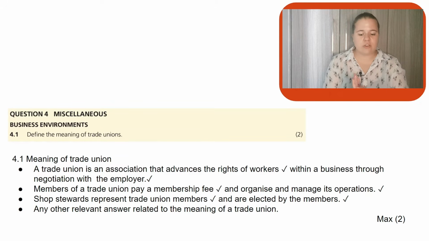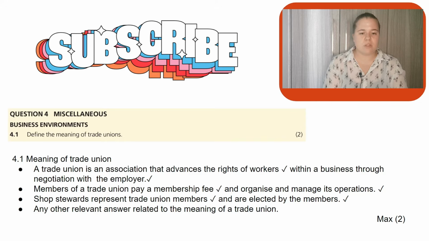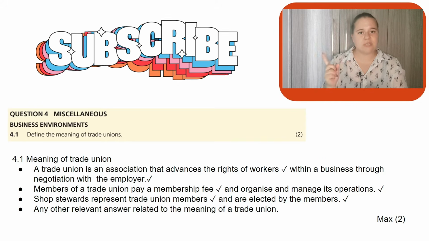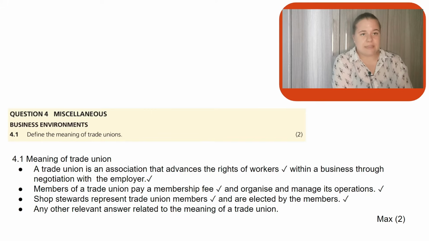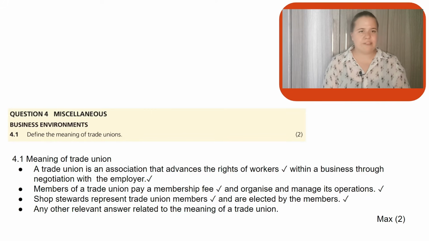So the meaning of a trade union. A trade union is an association that advances the rights of workers within a business through negotiation with the employer. Now you see the split marking once again. Members of a trade union pay a membership fee and organize and manage its operations. Shop stewards represent trade union members and are elected by the members. All right, so this is just the meaning of a trade union.